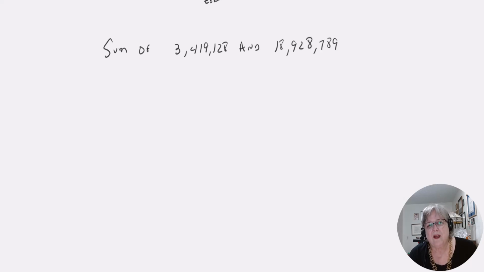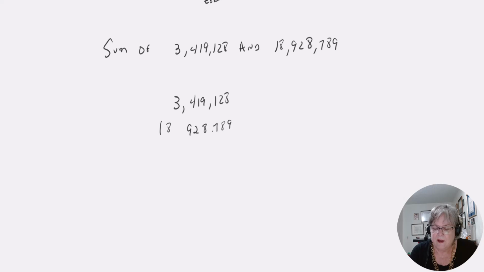Okay, let's find the sum of 3,419,128 and 18,928,789. So when they say the word sum, that means to add. Okay, so 3,419,128 and 18,928,789. Be sure you line these up with the ones over each other right here.